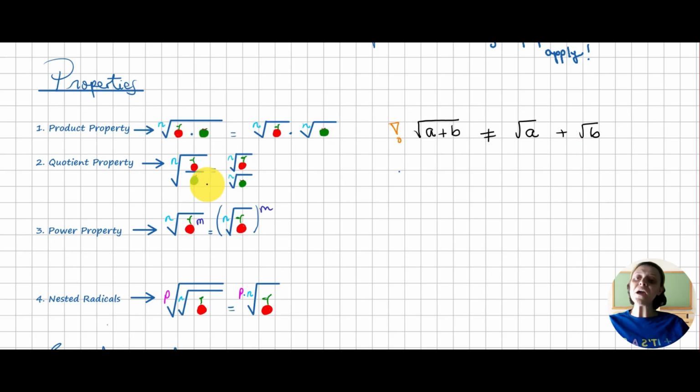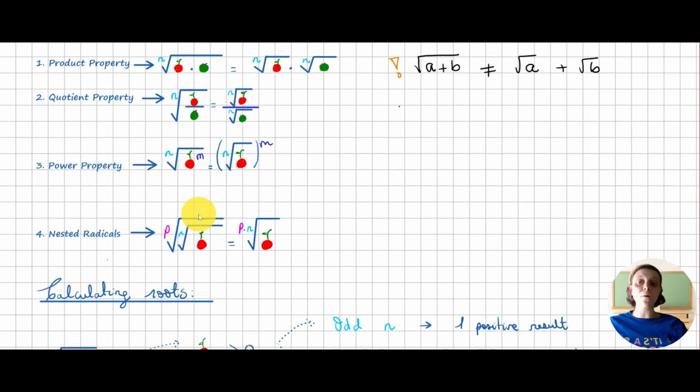Then we have the quotient property. In this case, we have the nth root of apple divided by lemon. And this is going to be exactly the same, but each root separated. I see here that I have to write down the fraction line. Here it is. Okay, so this is just the same. It's exactly analogous to the product, but in this case, it's a division. So we separate the two roots, okay? We have one big one and we separate it into its parts for the product and for the quotient.